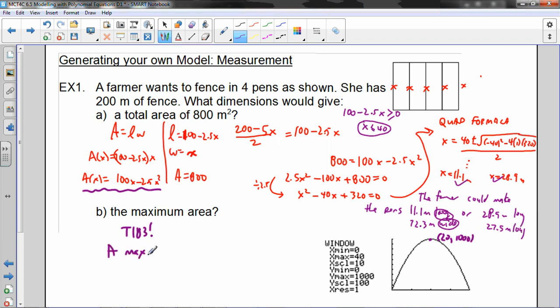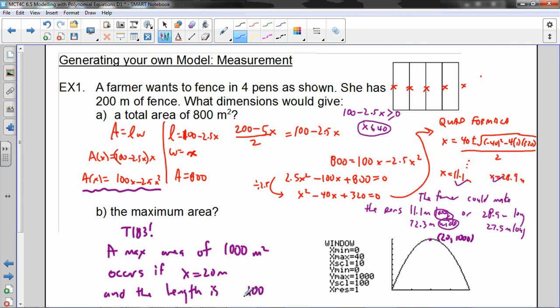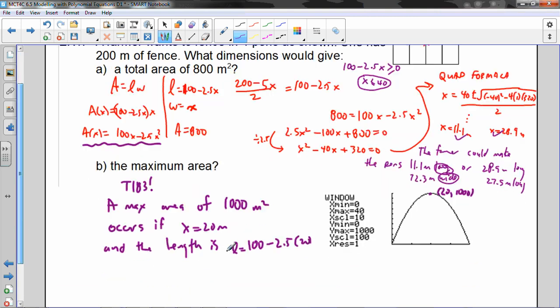A max area of 1,000 meters squared occurs if x is 20 meters, so that's 20, and then I can figure out what the length was. And the length is 100 minus 2.5 times that. That's 50, isn't it? Nice. Okay, well, I got another example.